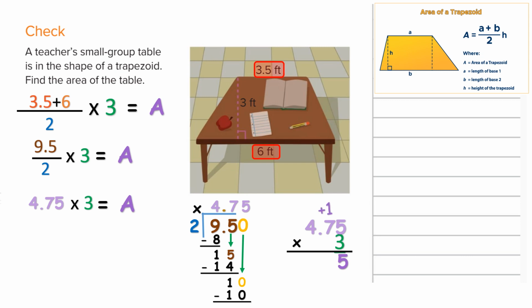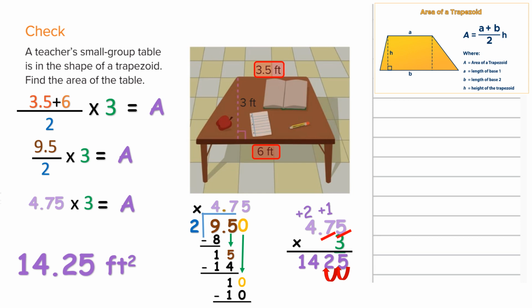3 times 5 is 15, carry my 1. 3 times 7 is 21 plus 1 is 22, carry my 2. And then 4 times 3 is 12 plus 2, and that's 14. There are 2 decimal positions in my math problem, so we move from right to left 2 times to give us 14.25. Looking at the label, we have feet, so hopefully you put square feet.